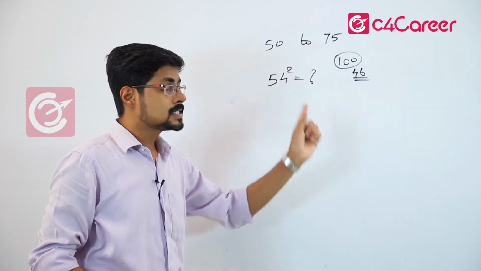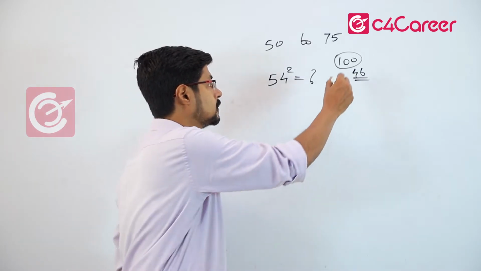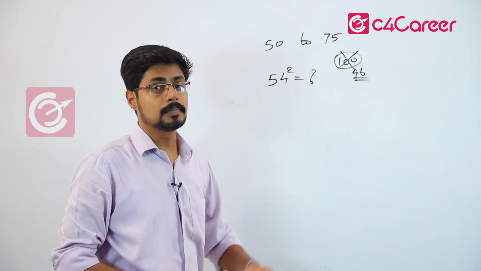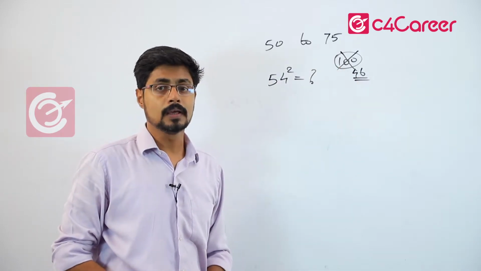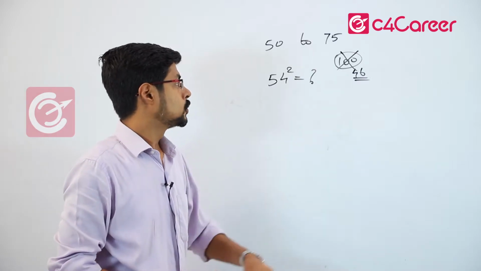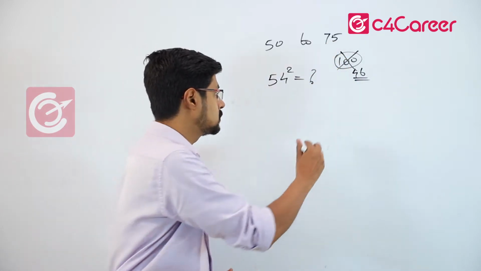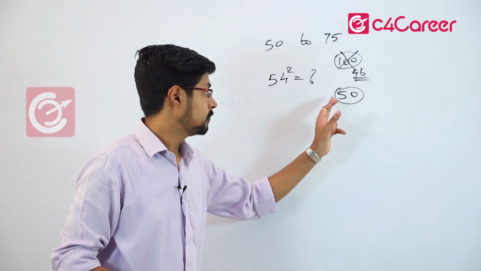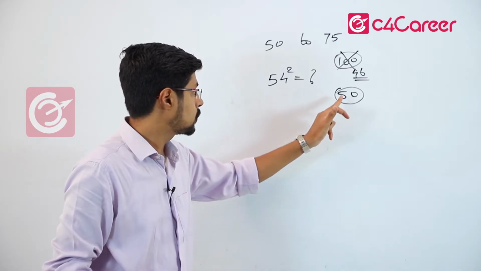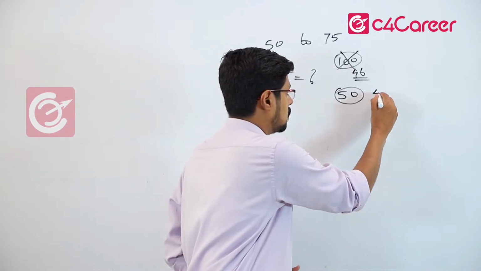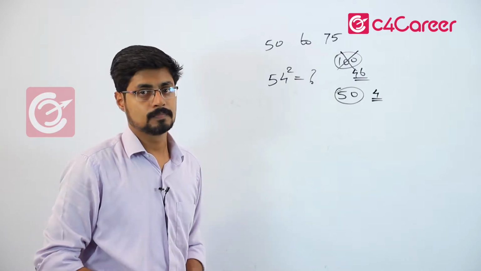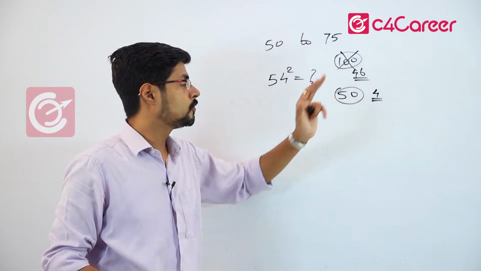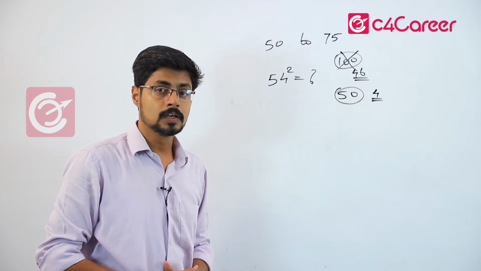So when the number is less than 75, we will not go for the difference from 100, because the difference is going to be a very huge number. When the number is less than 75, the difference we will take from 50. 54 and 50, what is the difference? The difference will be 4. So that is a change in the first part. When the numbers are less than 75, do not go for difference from 100. Go for difference from 50.